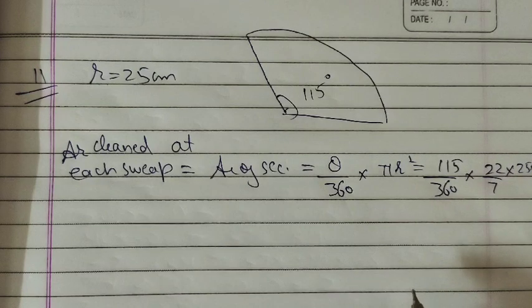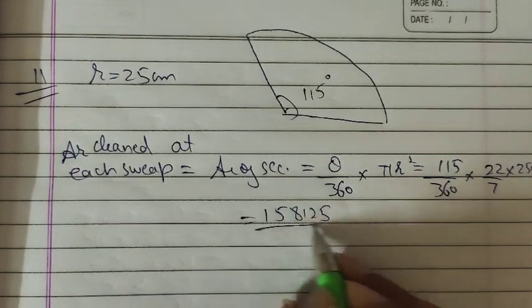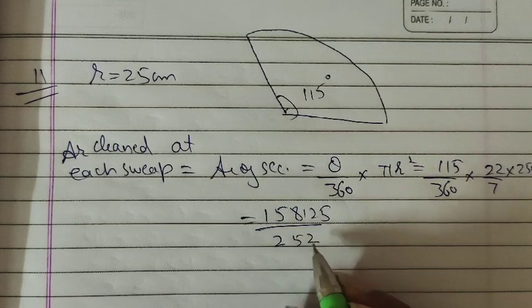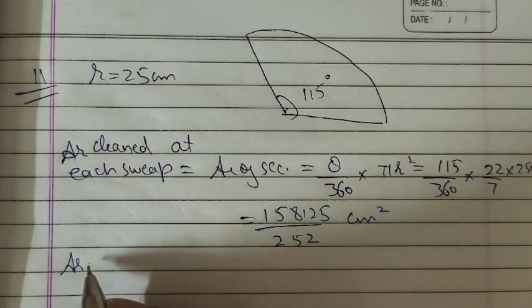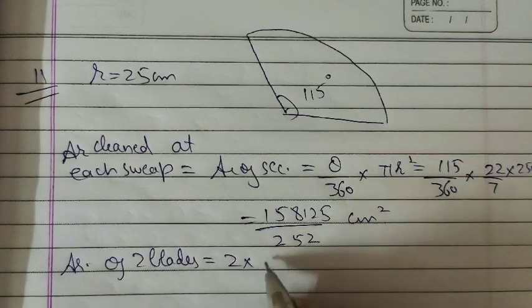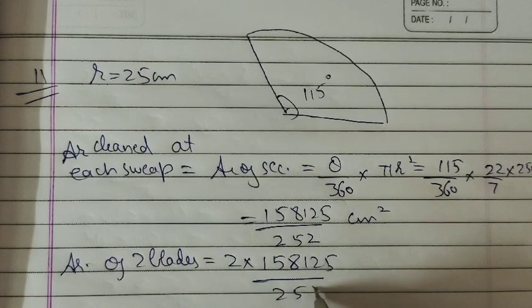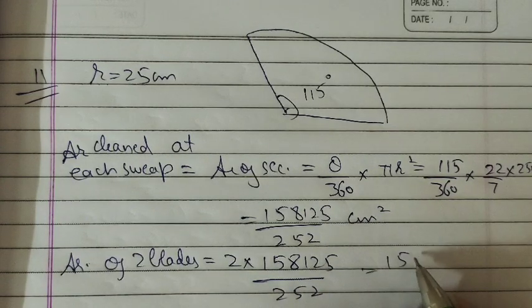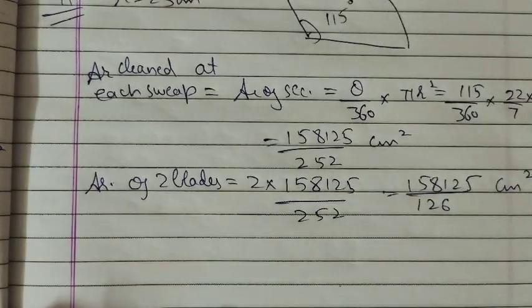So just find out the value of this. It will be equal to 158,125 upon 252 centimeter square. So area swept by two blades. So area of two blades will be 2 multiplied by this area, 158,125 divided by 252, that is 158,125 divided by 126 centimeter square. This is question number 11.